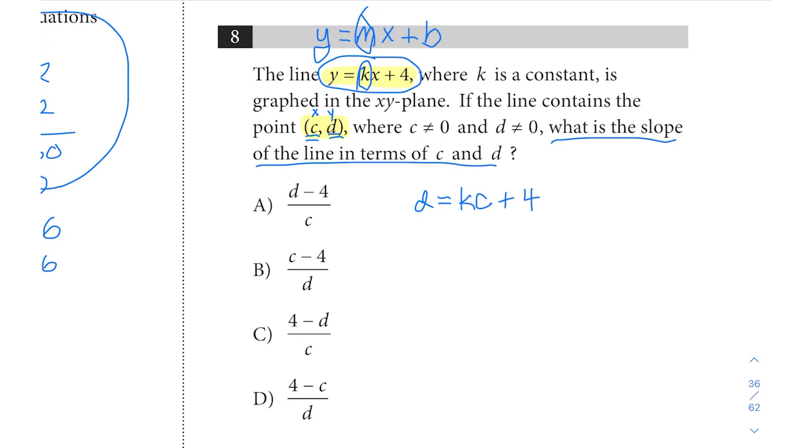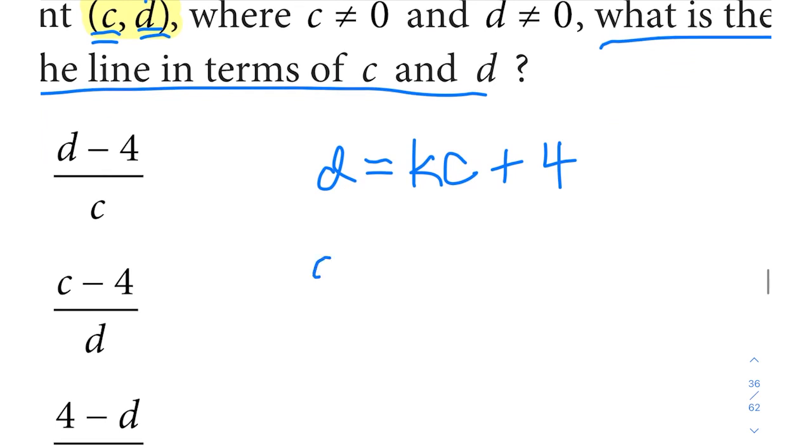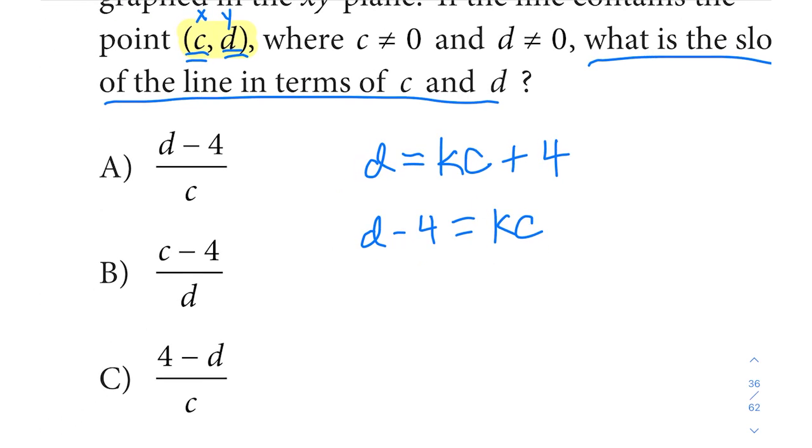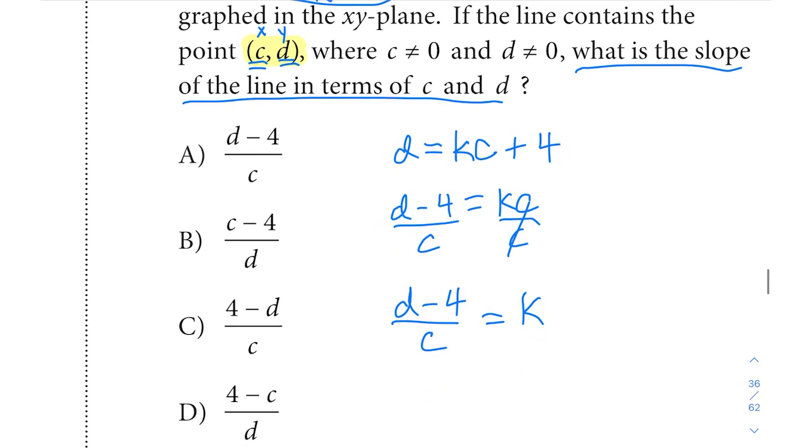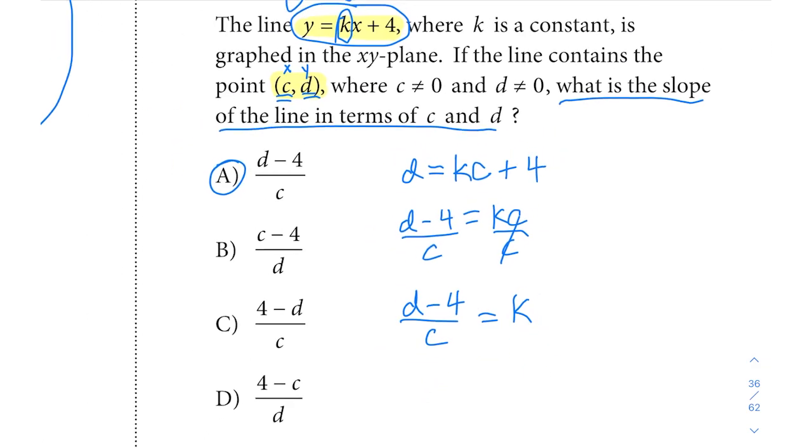So we already have this equation set up, and now we just have to try to get k by itself. So to do that, we can subtract 4 from both sides. So that will give us d minus 4 equals k times c. And then we can divide both sides by c, and that will leave us with d minus 4 over c is equal to k. And that matches what we see in answer choice A.